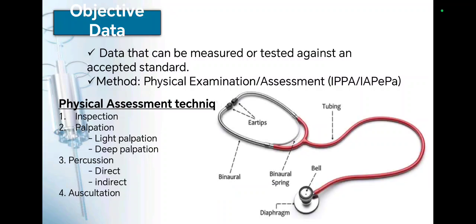So again, we have here inspection. So inspection is a technique where we use the sense of eyes or sight. So it is a visual examination of certain body parts with the use of your sight. While palpation is a type of examination that uses the sense of touch. You feel the shape, the characteristics of certain body parts. Now, it can be light palpation or deep palpation depending on what we are assessing.